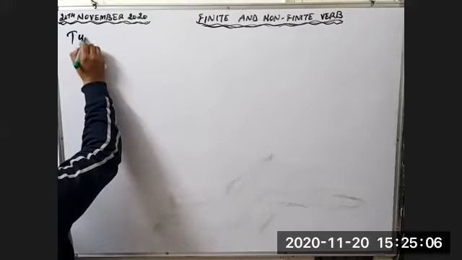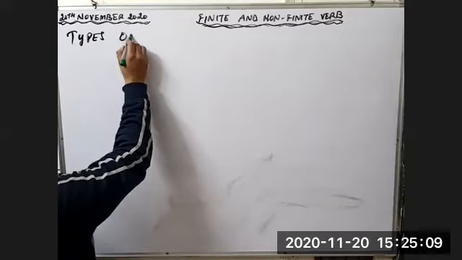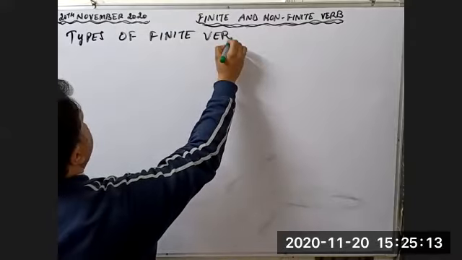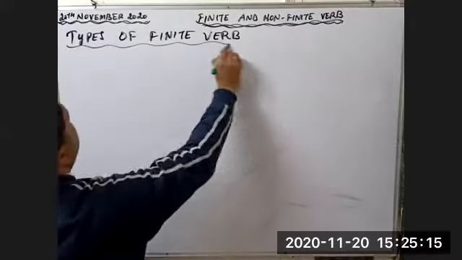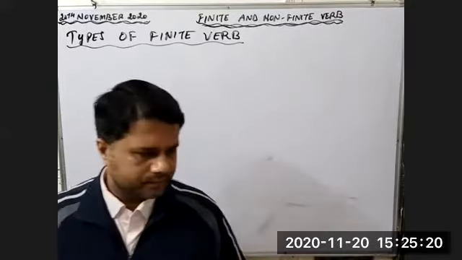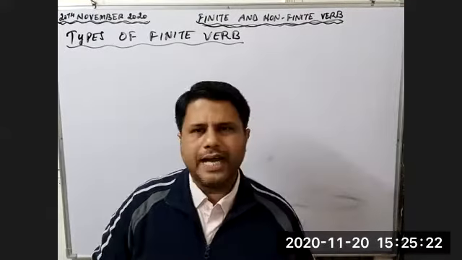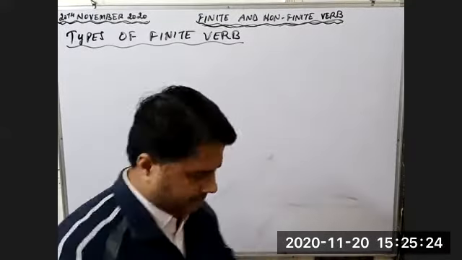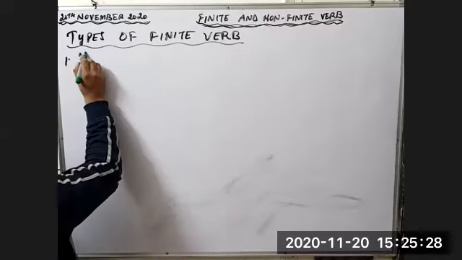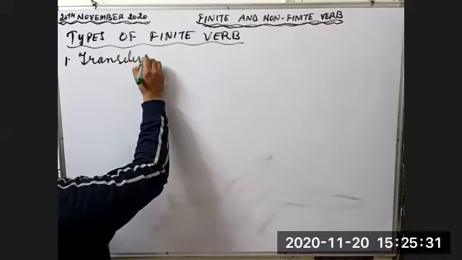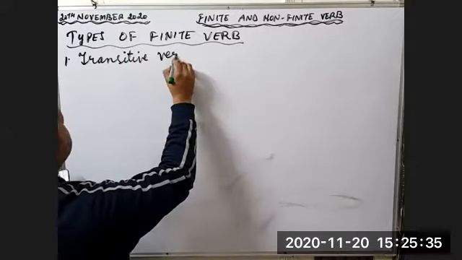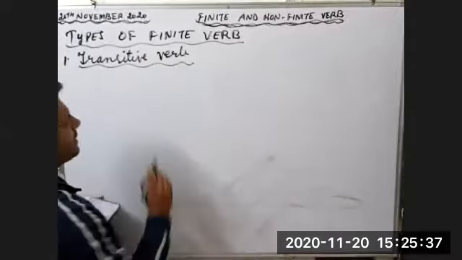So, types of finite verb. How many types are there? Two types. Transitive and intransitive. The first one is transitive verb. What is a transitive verb?